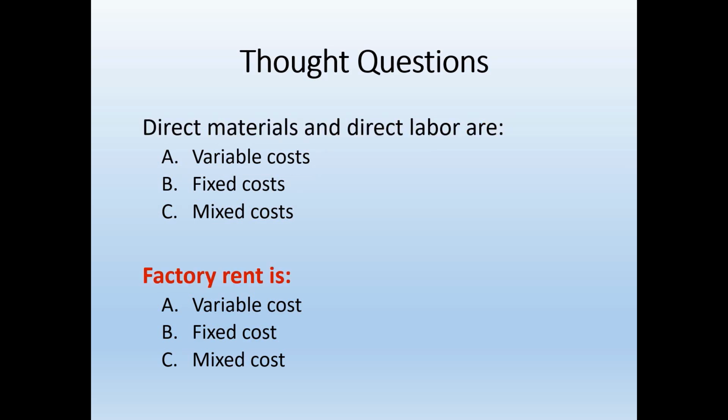What about factory rent? Is it variable, fixed, or mixed? Correct. It's a fixed cost because it doesn't change with the number of units the firm makes. That doesn't mean that the landlord is never going to give the firm a rent increase. It just means that the rental cost is not dependent on the number of units produced.